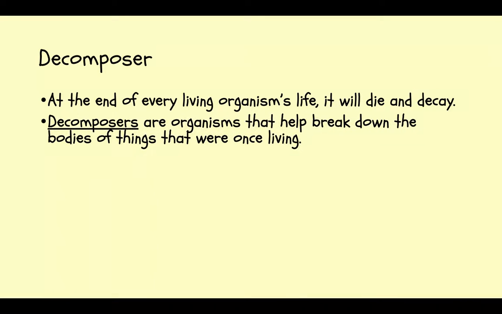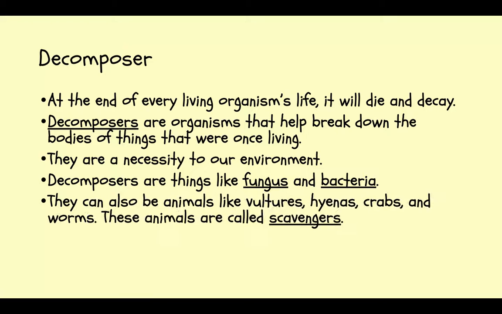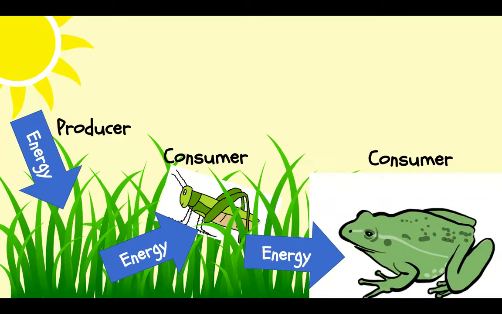At the end of all of our food chains, they'll die and decay. Decomposers are organisms that help break down the bodies of things that were once living. They need to exist in our environment. Some examples are fungus, bacteria. They can also be animals. We talked about yesterday, scavengers. Some examples are vultures, hyenas, crabs, worms.